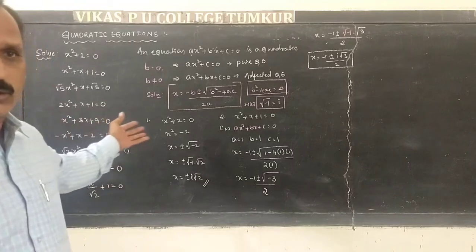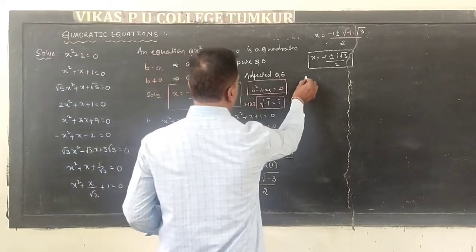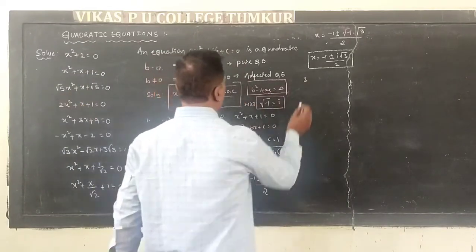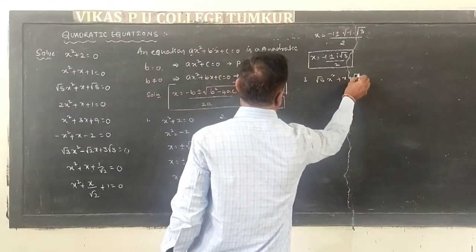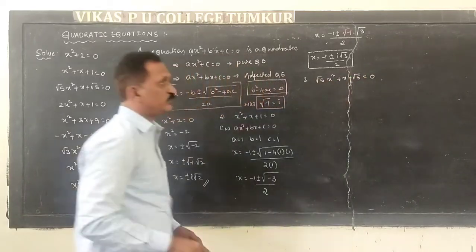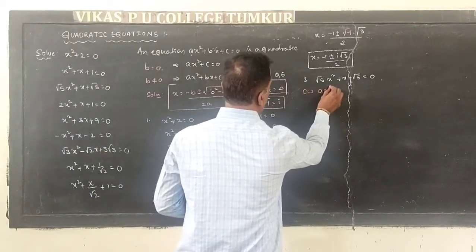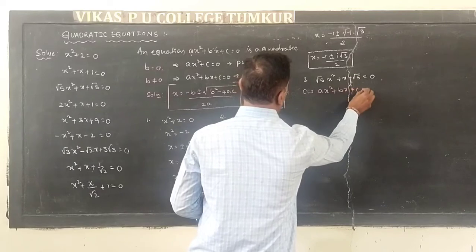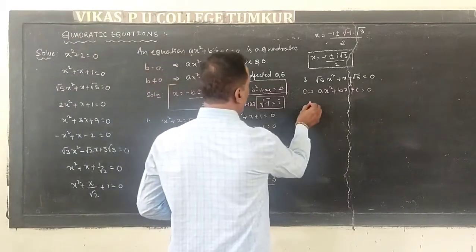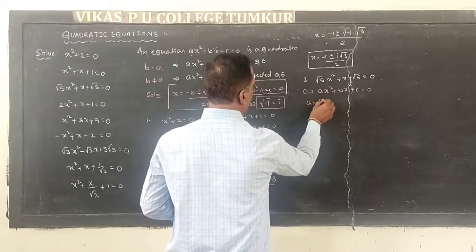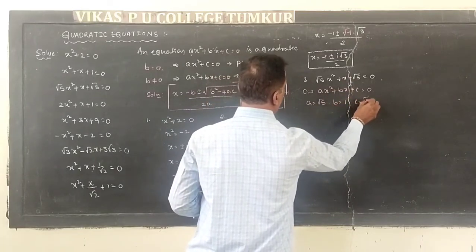Another example, so that you can easily understand the concept. Look at problem number 3. Here there is a root of a number, right? Root 5 times x square plus x plus root 5 is equal to 0. Let me compare this equation with ax square plus bx plus c is equal to 0. Can you write the values of a, b and c? a, the coefficient of x square, is root 5; b, the coefficient of x, is 1; and c, the constant, is root 5.